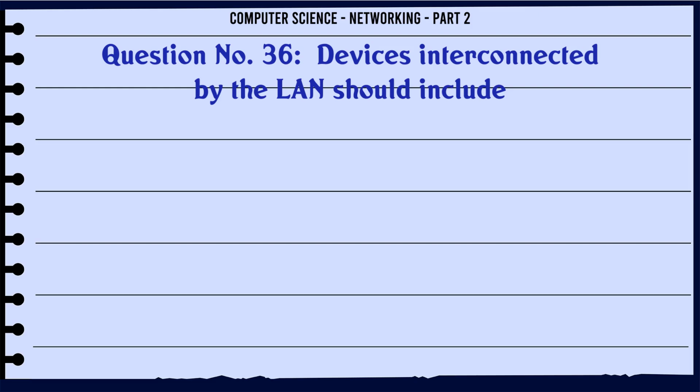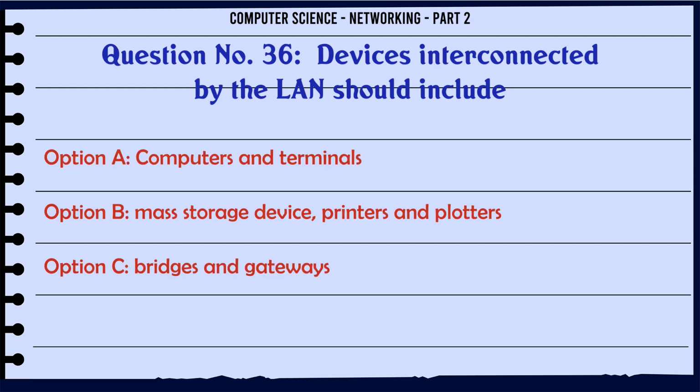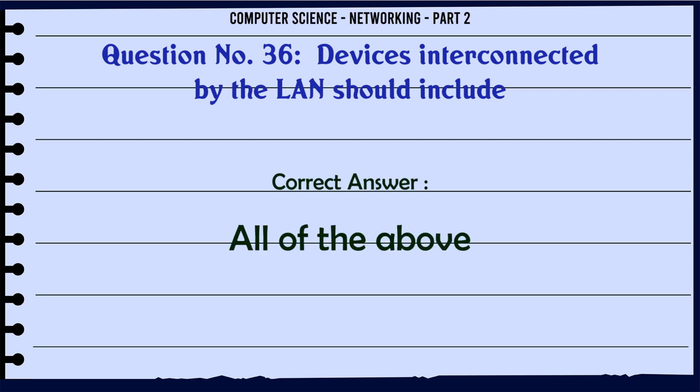Devices interconnected by the LAN should include A. Computers and terminals. B. Mass storage device, printers and plotters. C. Bridges and gateways. D. All of the above. The correct answer is all of the above.